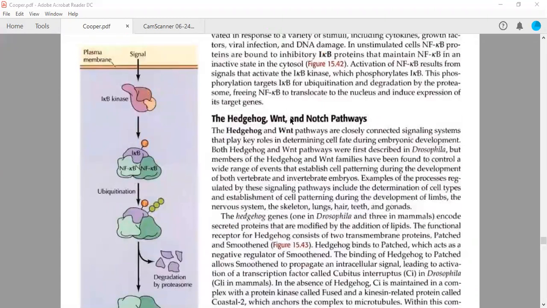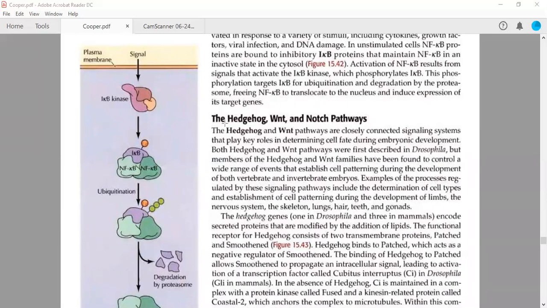Now, besides this kind of signaling, there are another three different kinds of signaling called the Hedgehog, Wnt, and Notch pathways of cell signaling. And this is happening inside your embryonic development. Whenever there is an embryo in early embryonic stages, these cells will show these types of signaling.